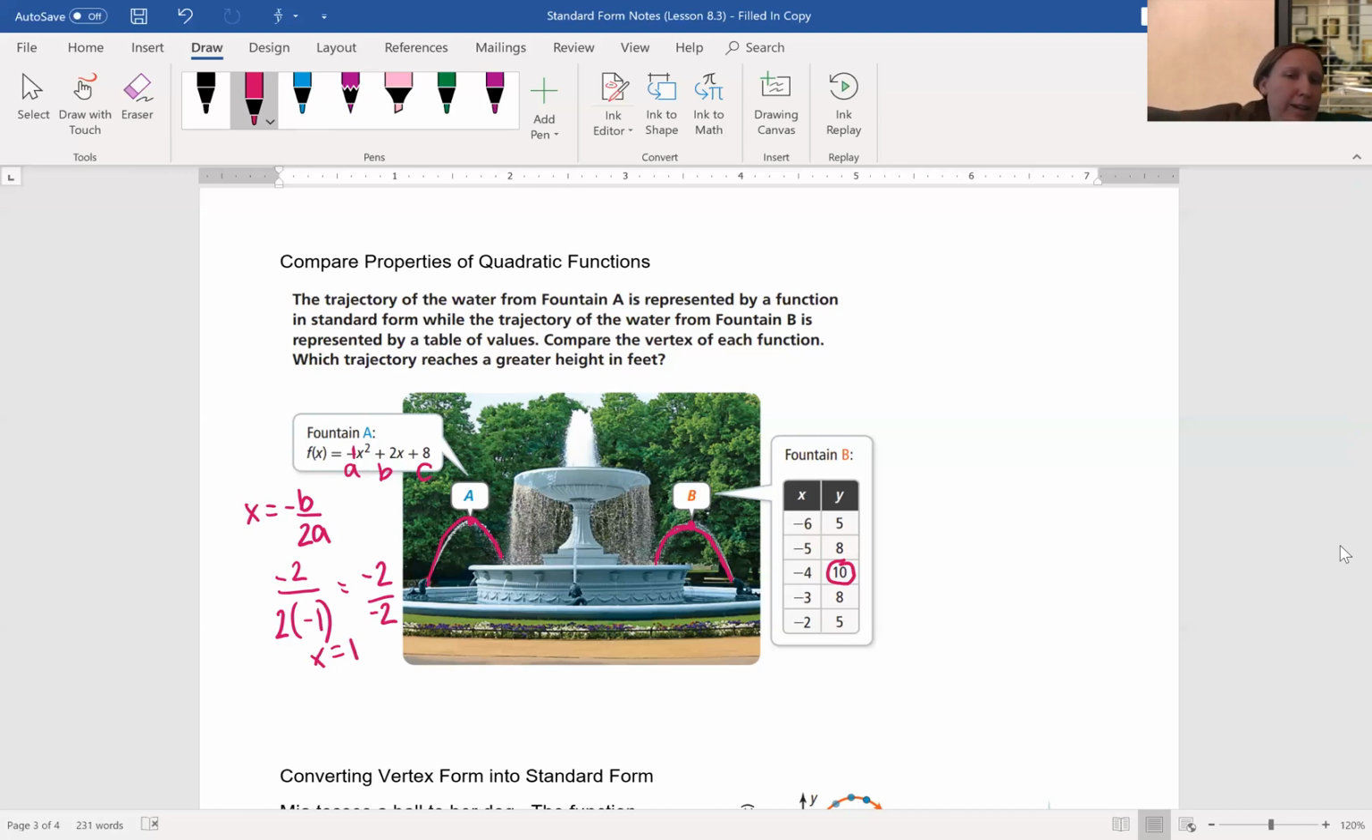And now we can plug that in to our equation. So -1 times 1 squared plus 2 times 1 plus 8. Really, it's just -1 plus 2 plus 8, which is 9. So for fountain A, its maximum height is going to be 9. For fountain B, we said the maximum height was 10. So fountain B is going to be the answer because it has a greater height in feet.